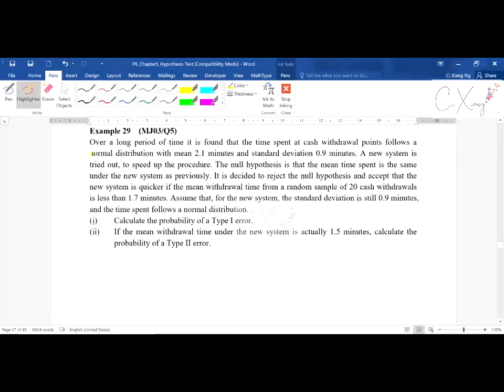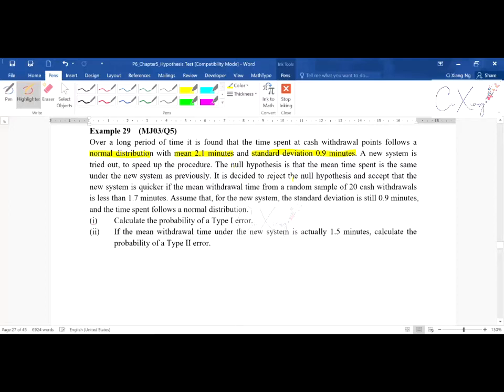okay, so again, the first keyword will be the normal distribution from here. And then you know that the time spent at the cash withdrawal point has a mean of 2.1 minutes and a standard deviation of 0.9 minutes. Right, so a new system is tried out to speed up the procedure. So the null hypothesis is the mean time spent is the same. Here they already tell you the null hypothesis.